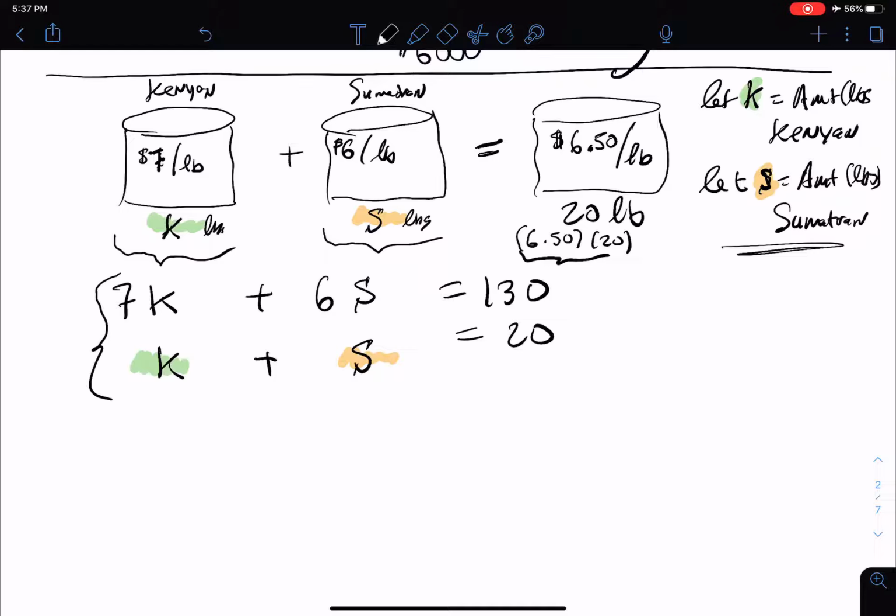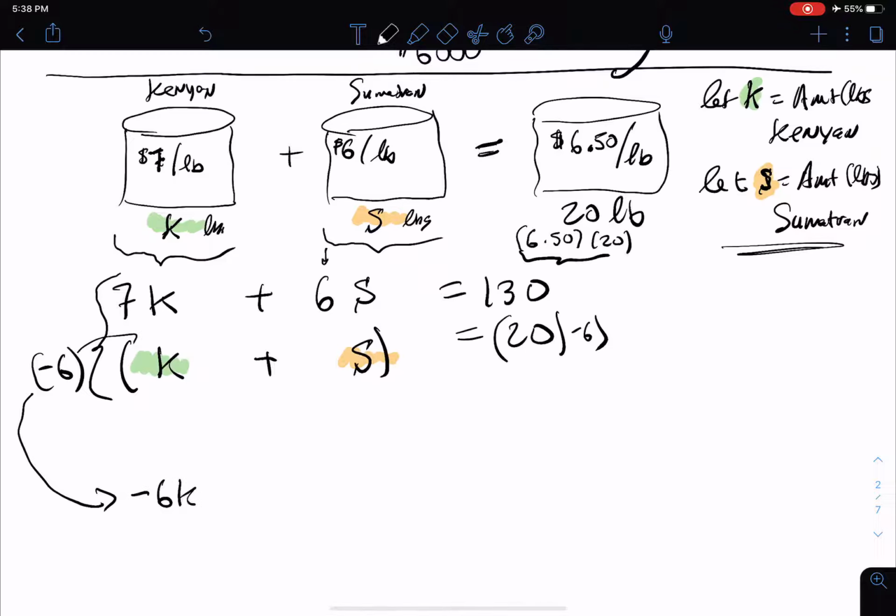I see that I can multiply. If I want to eliminate the s's, that's already positive 6s. If I multiply this by negative 6, my new equation is going to be, distribute the negative 6, negative 6k minus 6s. And we've got negative 6 times 20, which is negative 120.